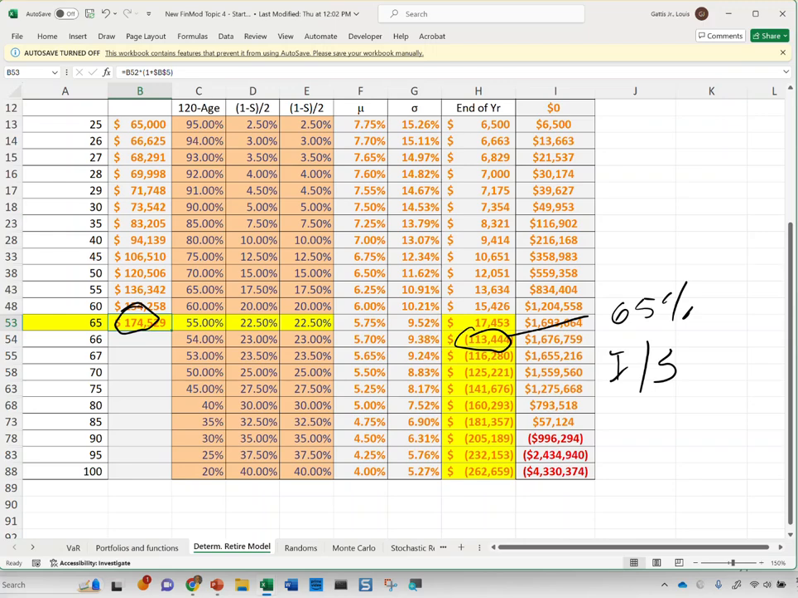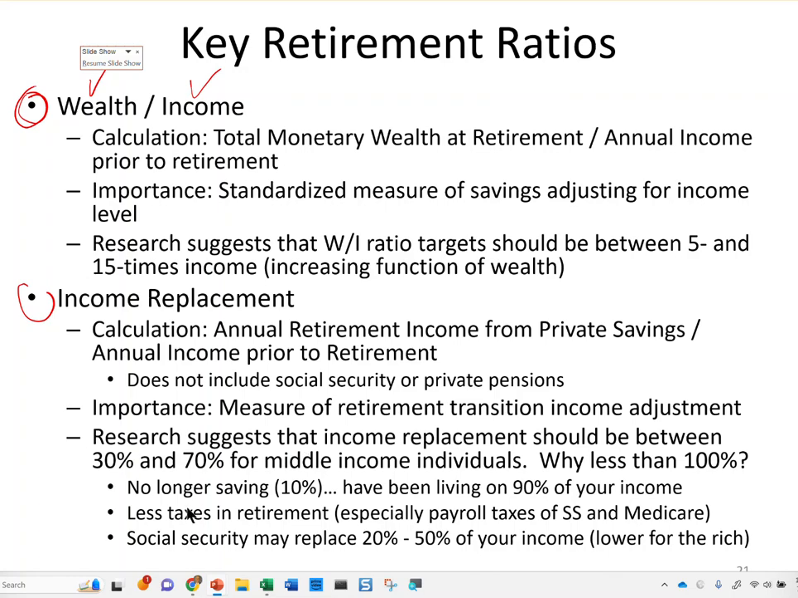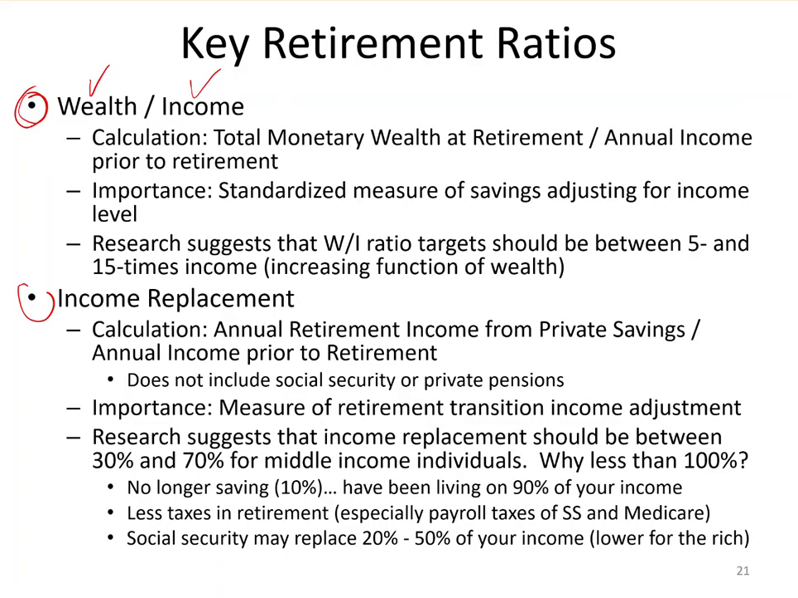Now, why shouldn't it be 100%? Why don't I withdraw 174 to maintain my current living standard? A couple reasons, and I'll go back to the PowerPoint to talk about those. One, you are no longer saving. So if you've been saving 10% of your income all of your life, you've always been living on 90% of your income. So for that reason alone, you would only need an income replacement rate of 90% to have the same consumption.